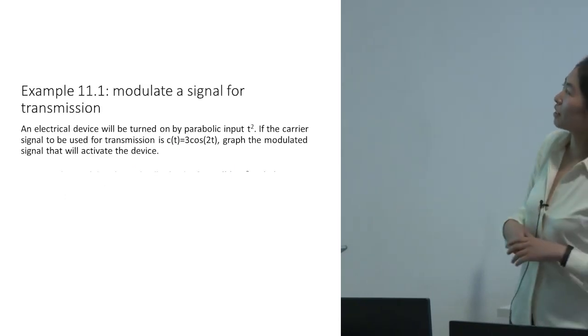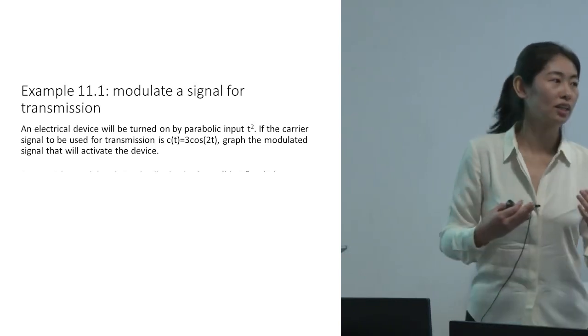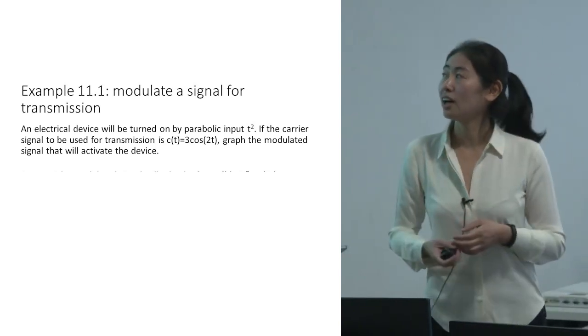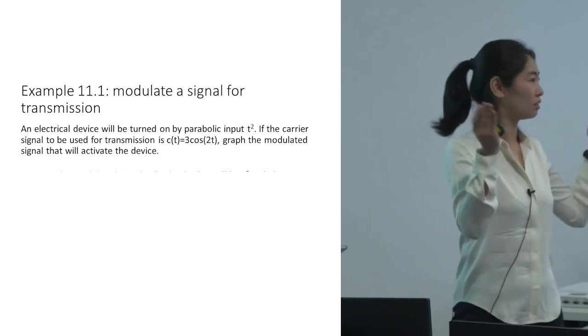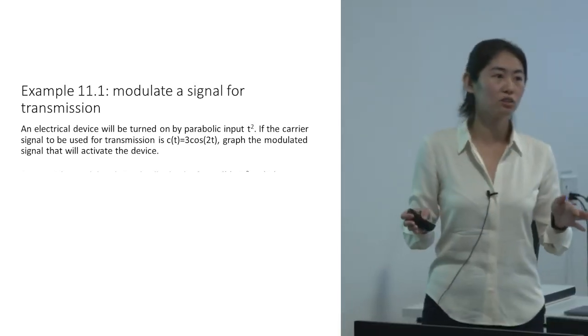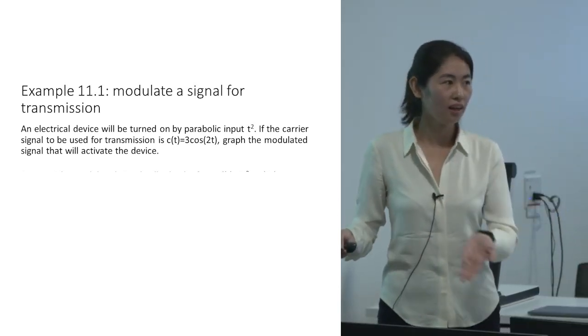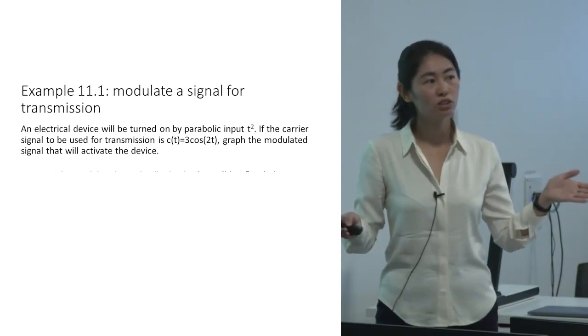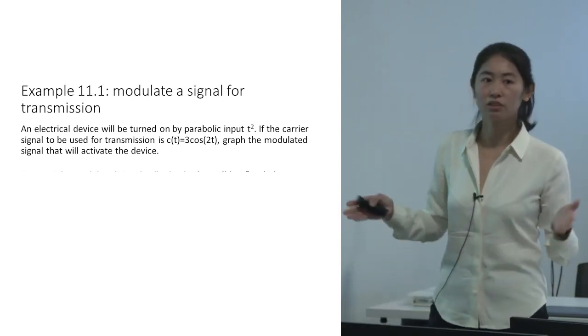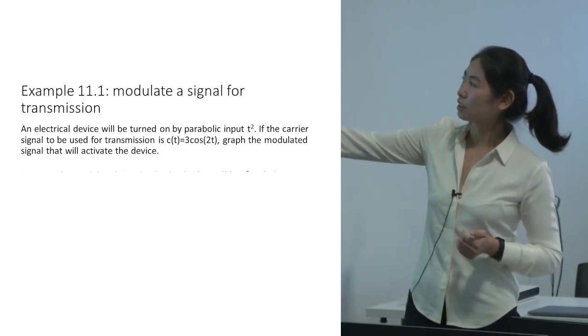So here is one of the examples. Now we want to modulate a signal for transmission. And earlier you saw you can do linear modulation. You can actually do all kinds of modulation. You can apply a parabolic function to your signal. You can apply a sinusoidal function. So this is basically your choice.